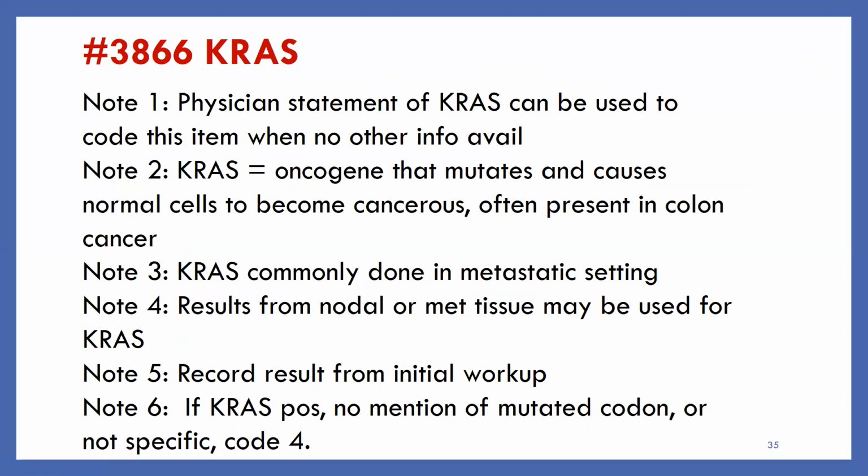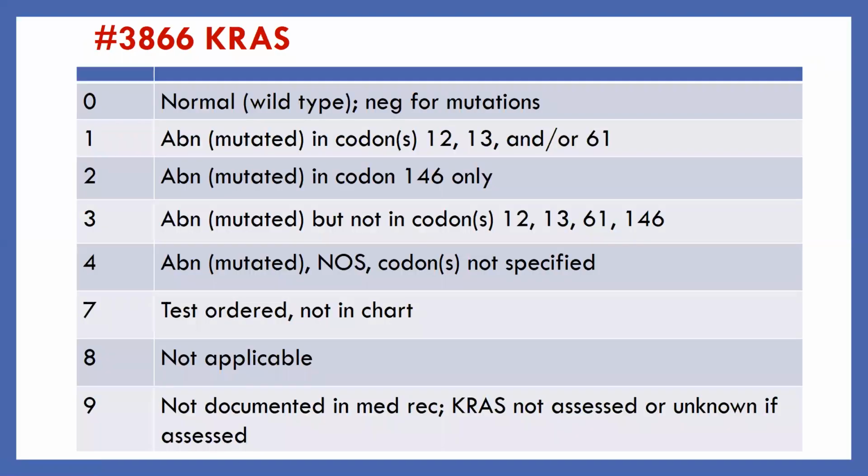You can use a physician's statement of a KRAS when you don't have anything else. It's commonly done in a metastatic setting. Results from nodes or metastatic tissue can be used for a KRAS. If the KRAS is positive but there's no mention of the mutated codon, or it's not specific, then you will code a 4. So let's look at the codes.